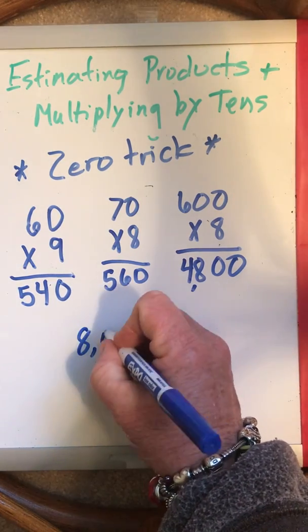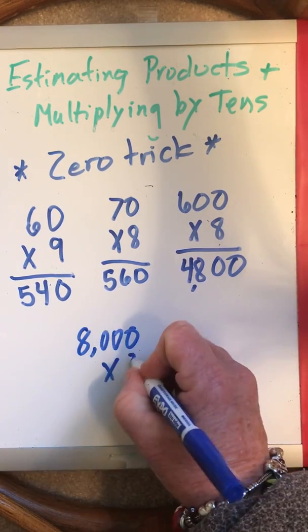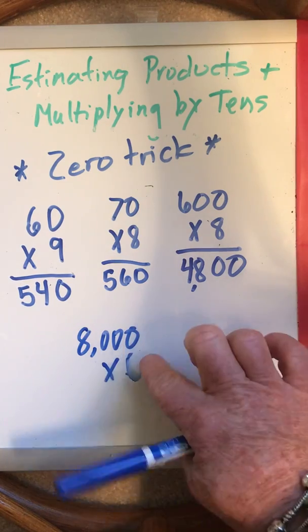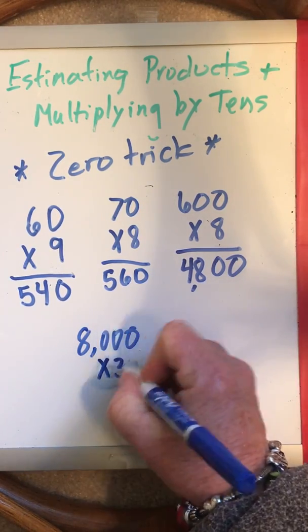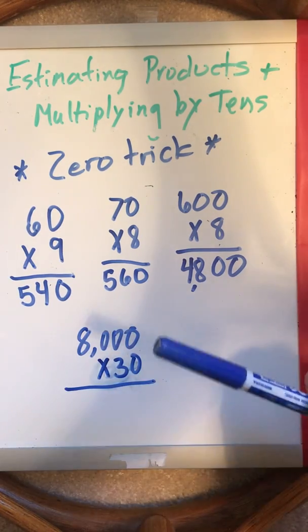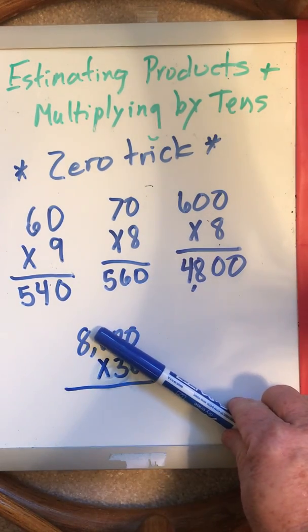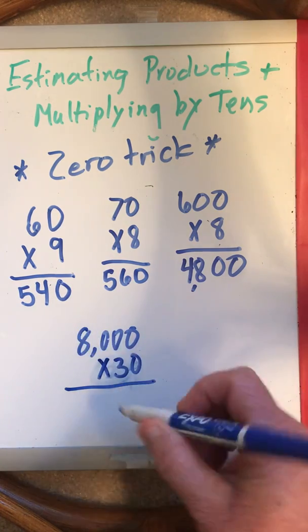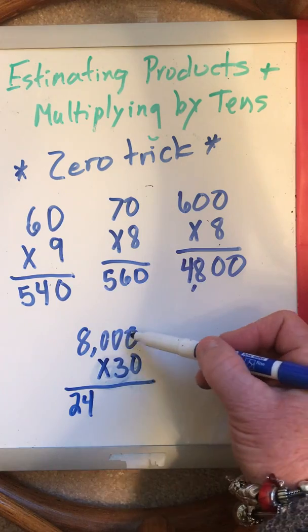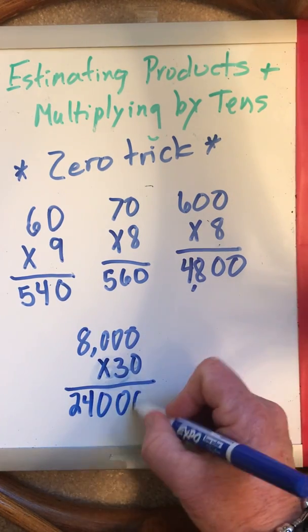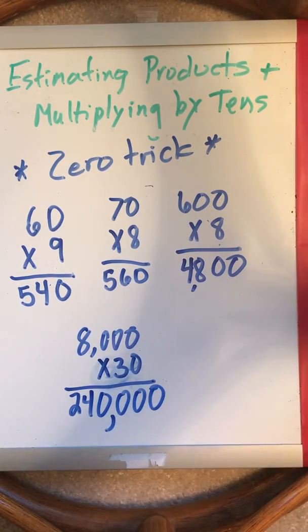So you could have 8,000 times 3. Or, let's try this, we could do times 30. Okay, we cover up all of these zeros, multiply what's left, 8 times 3, which is 24, and then count the number of zeros. 1, 2, 3, 4. Just add them back on, and we get 240,000. So the zero trick really comes in handy when we're multiplying by tens.